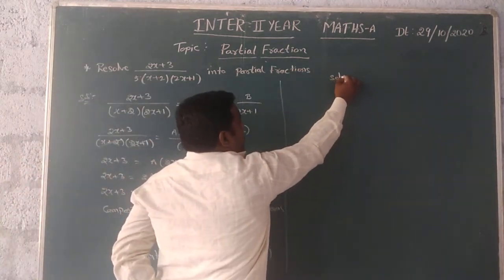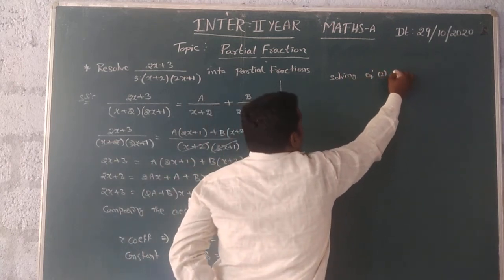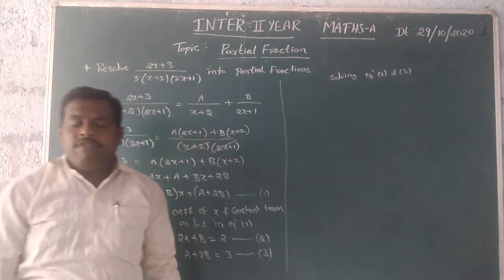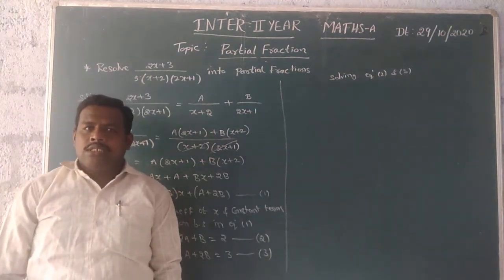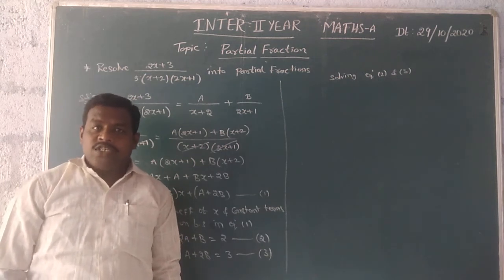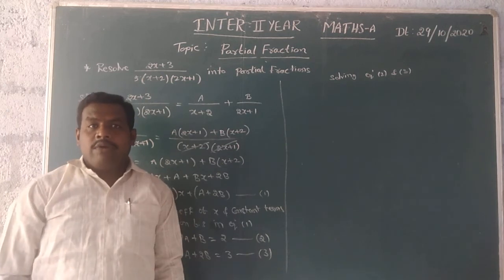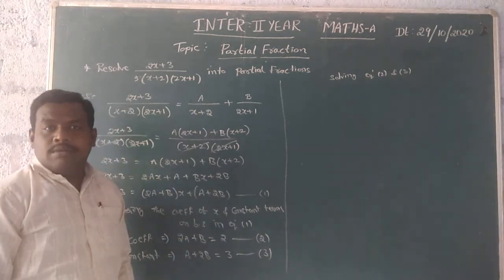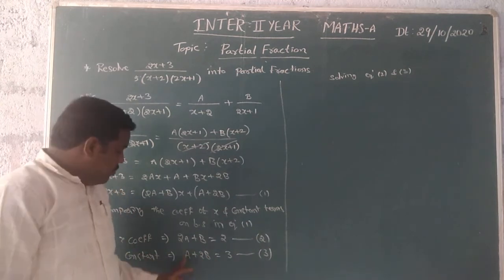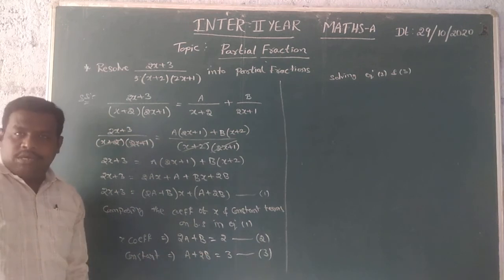Solving equations 2 and 3. In the lower classes we already know how to solve equations. How many types of solving methods are there? 3 types. First one substitution method, second one elimination method, and third one cross multiplication method. So here we can use the substitution or elimination method. We can eliminate the b terms first of all.